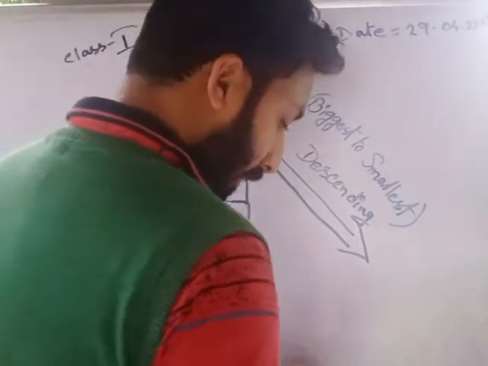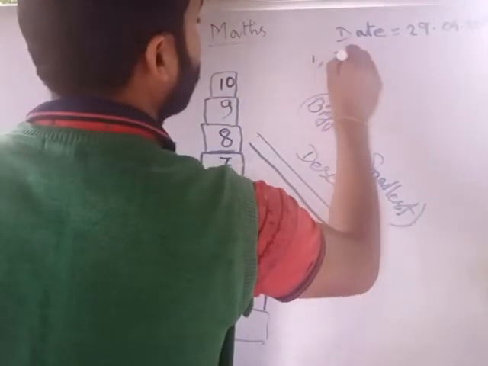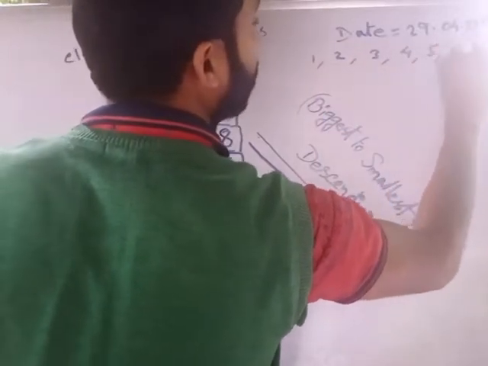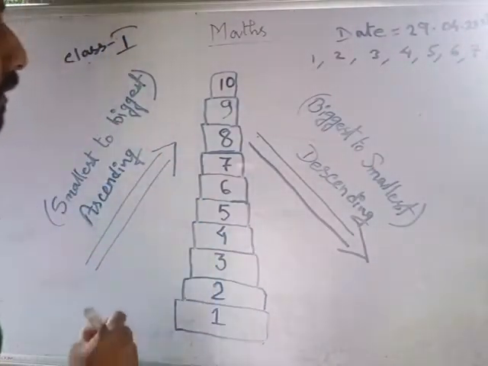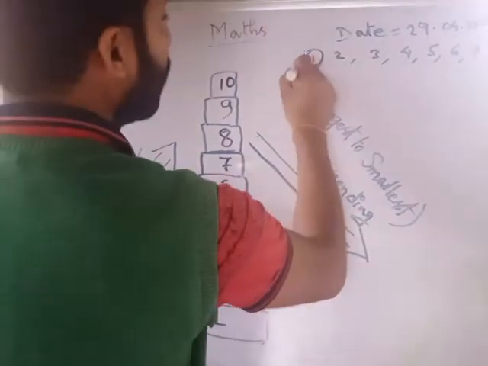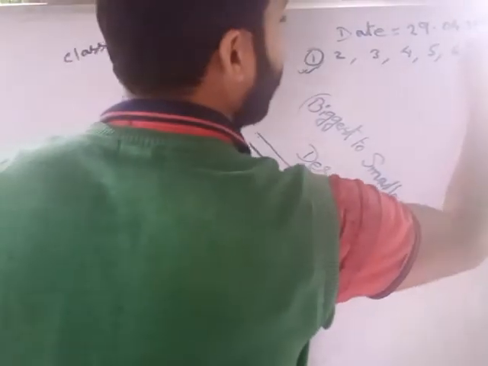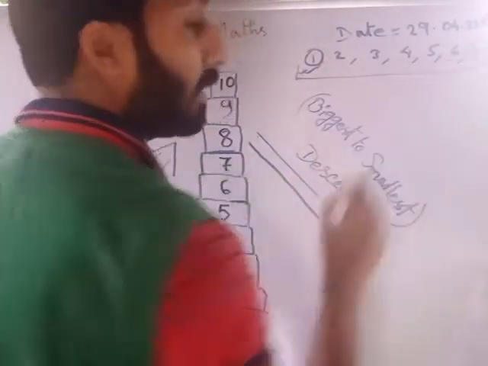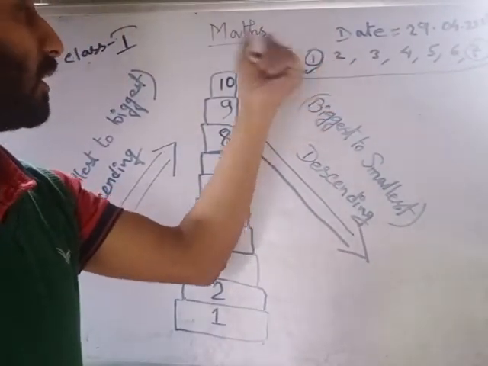You already know the numbers 1, 2, 3, 4, 5, 6, 7, etc. Okay. The first number is the smallest number. Which one is the smallest number? 1 is the smallest number. And 7 is the biggest number from here. Start from 1. That means 1 is the smallest number.